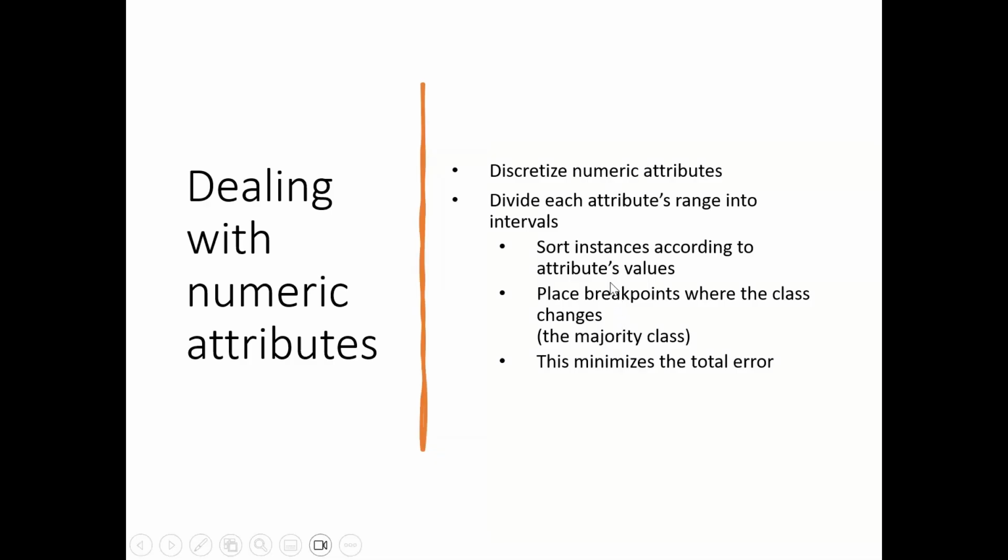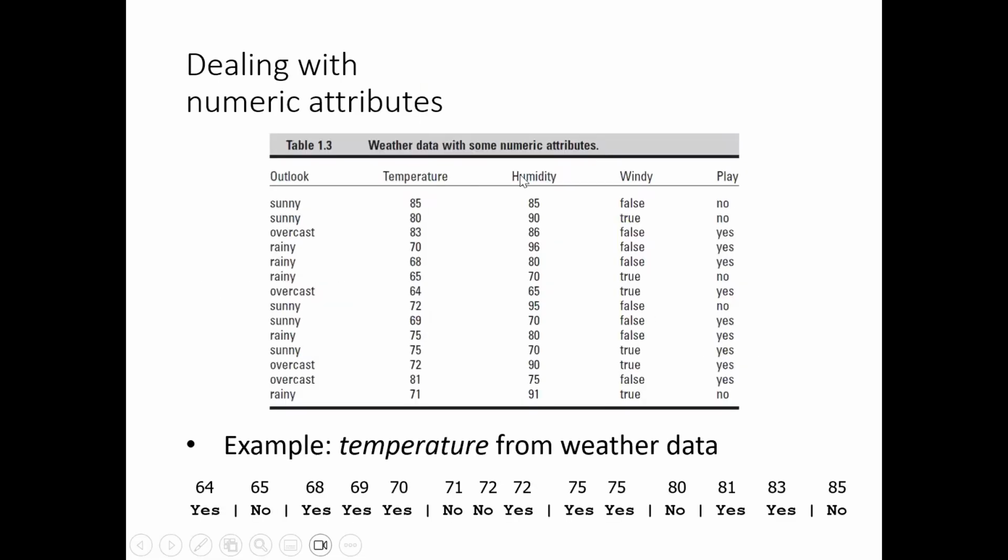Basically, you put all the numerical values together with their class label. And then if there are any changes, then we make breakpoints. So the idea is we want to minimize the total error. For example, let's look at our temperature data set. So in this data set, you see temperature and humidity is the numeric data. So as I told you earlier, you sort these values together with the class label.